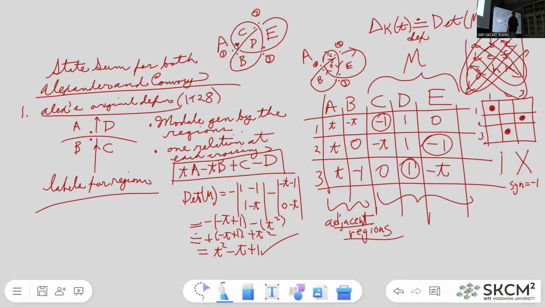And 2 chose E. And 3 chose D. And A and B are not chosen because they're out of the picture. So if I were to draw that all by itself, you would see what kind of a thing it is. A and B are not chosen. First crossing chose this region. Second crossing chose this region. And the last crossing chose this region.